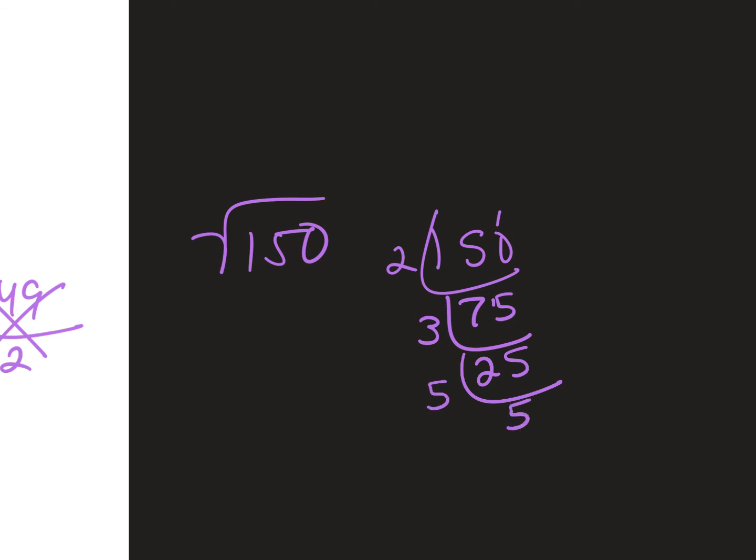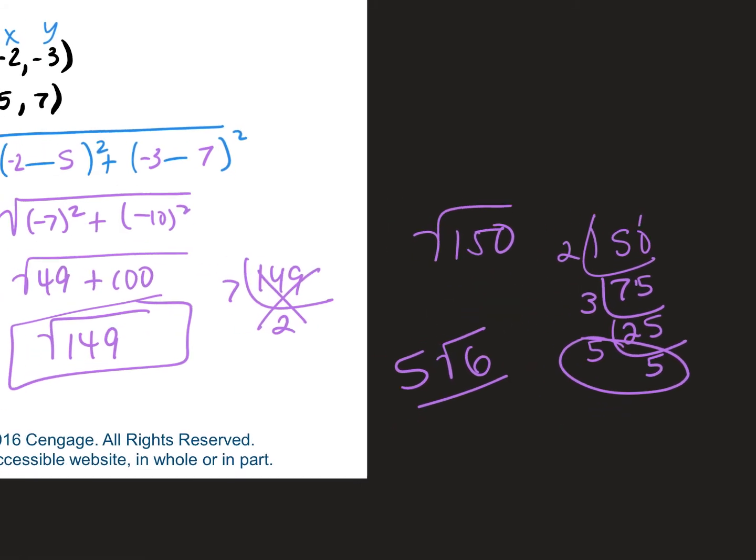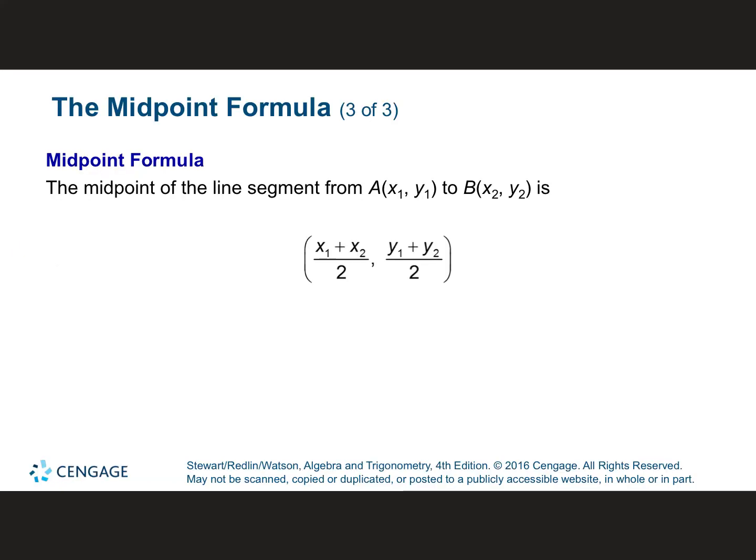So if this were my answer, square root of 150, what would my radical broken down look like? I can take out a pair of 5, so it'd be 5 square root 6. Very good. Good that you multiplied those 2 left over inside. Good. Very good.